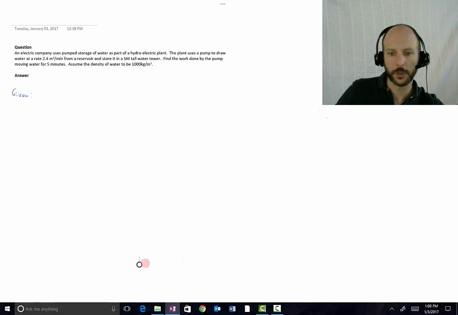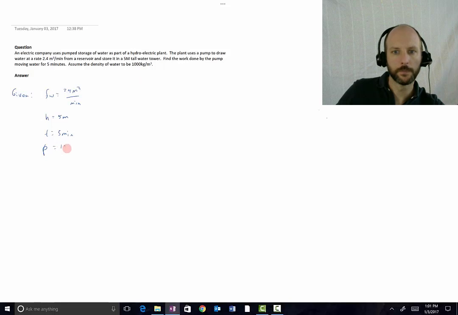So we're going to start like we always start. We're going to write our givens down. So go through the problem and extract that useful information. So we know that the flow rate of water is 2.4 cubic meters per minute. We know that the height is 5 meters. We know that it is a time of 5 minutes. And we know the density of water to be 1,000 kilograms per cubic meter. So this is room temperature density of water. Symbol for density is rho.